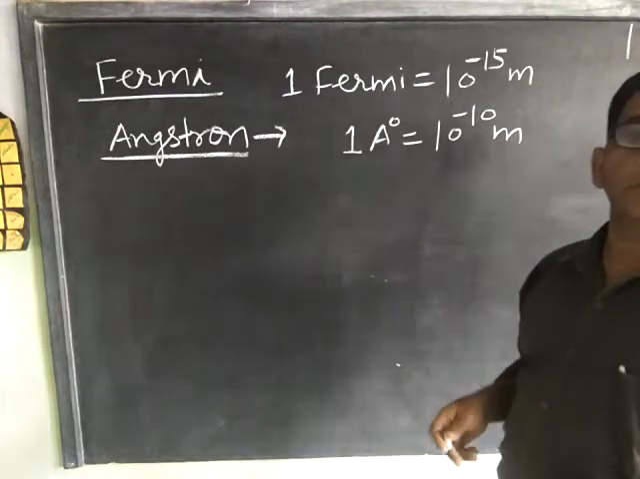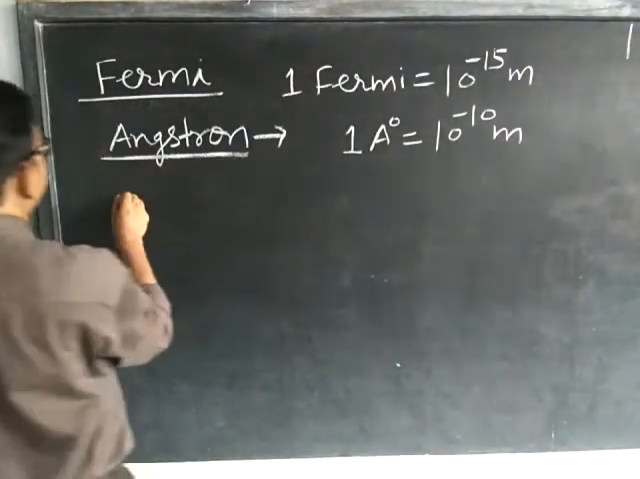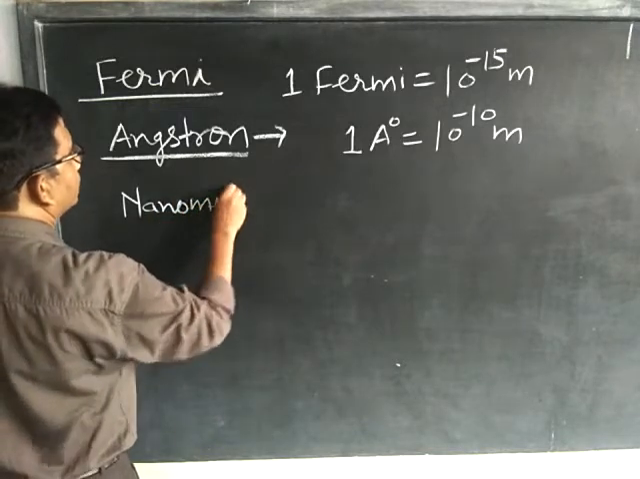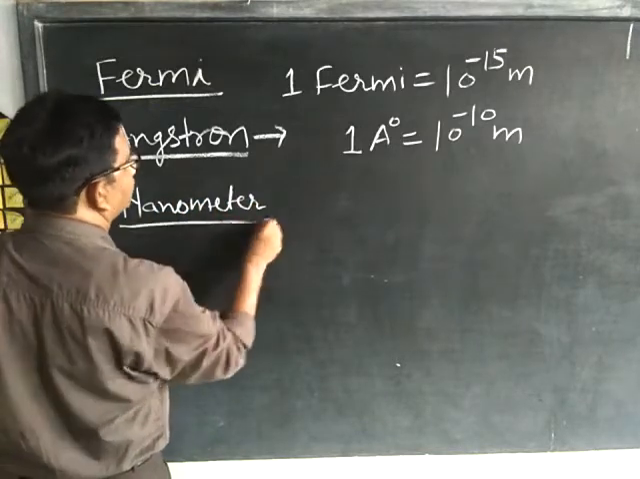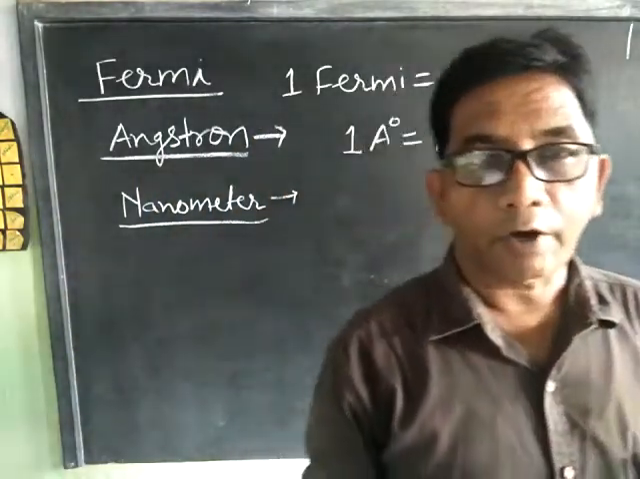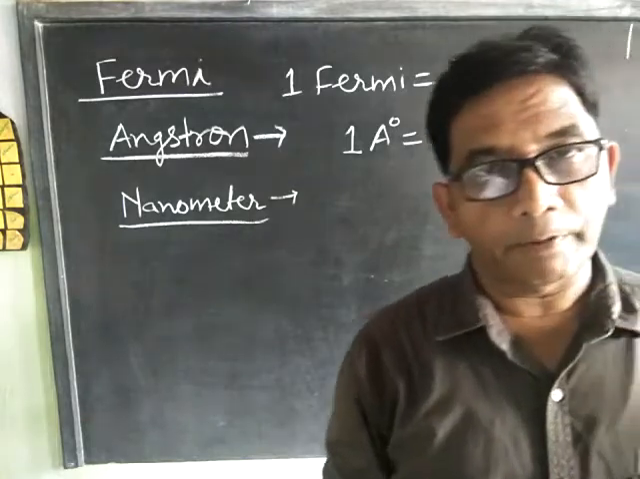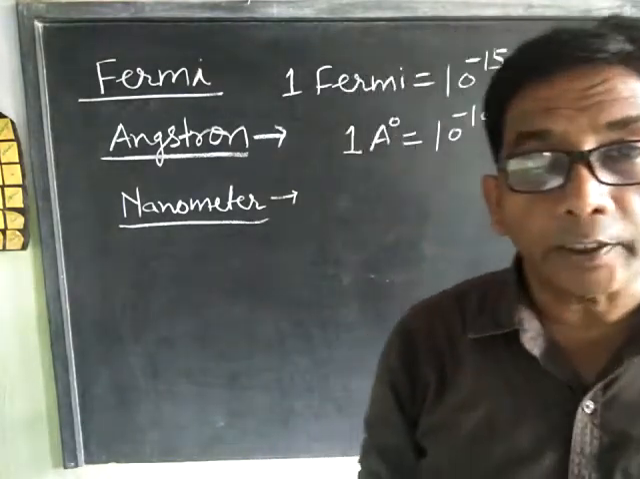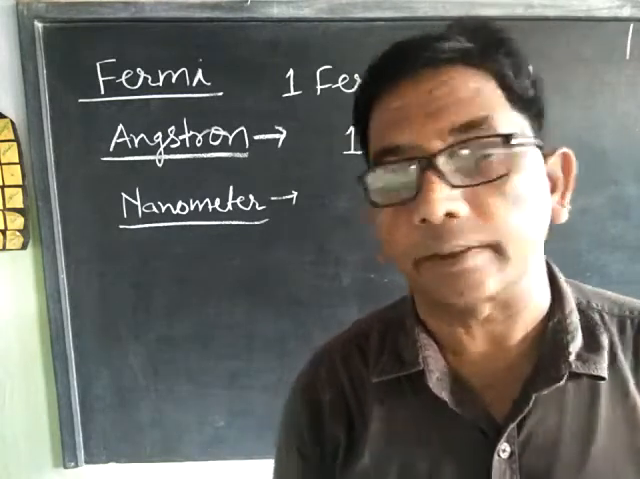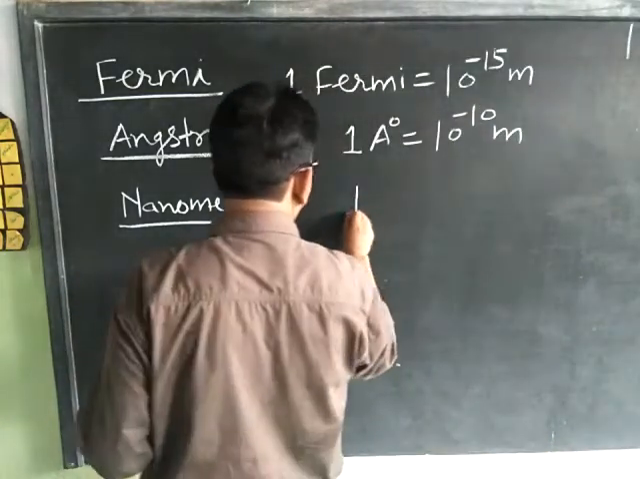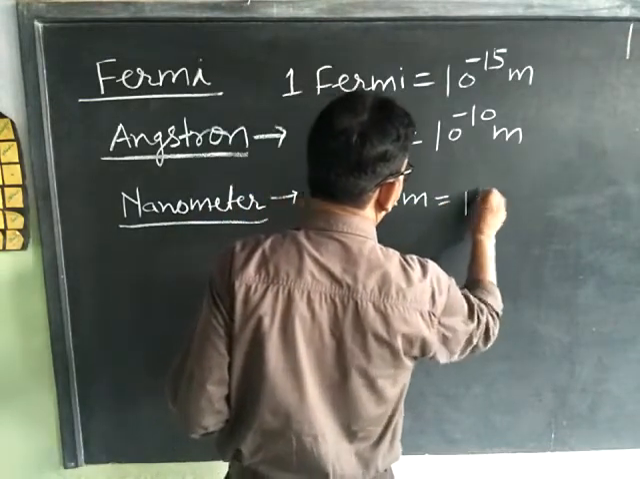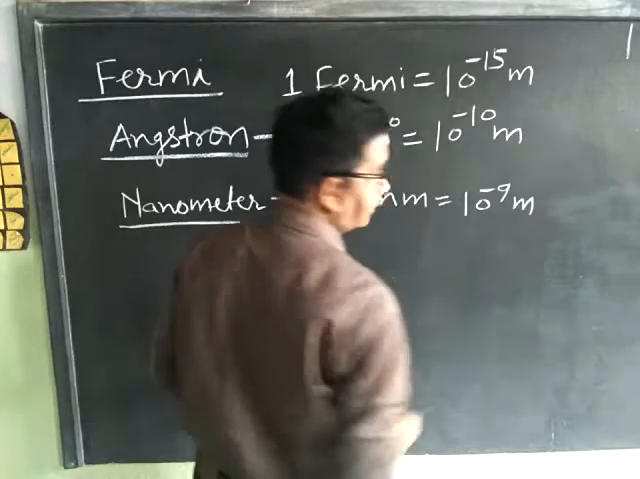Now nanometer. It is also used for measurement of the wavelength of light. 1 nanometer is equal to 10 power minus 9 meter.